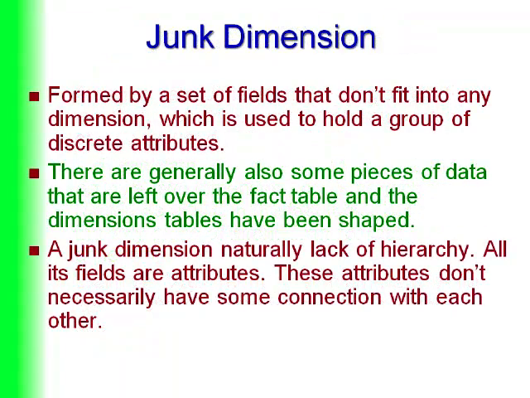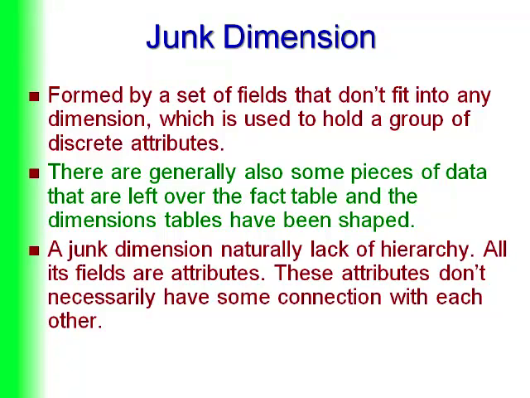Then another type of dimension is called the junk dimension. A junk dimension is formed by a set of fields that do not fit into any dimension, and is used to hold a group of discrete attributes. There are generally some pieces of data left over after the fact table and the dimension tables have been shaped. A junk dimension naturally lacks hierarchy. All its fields are attributes. These attributes do not necessarily have any connection with each other. So this is a convenient way of grouping random flags and attributes to get them out of the fact table.